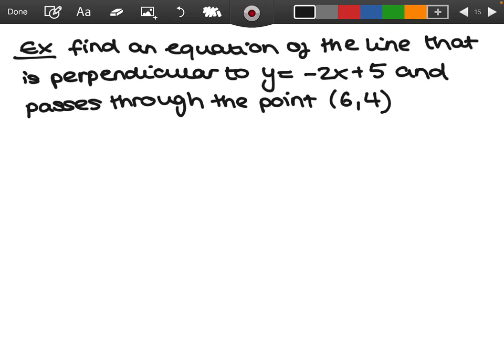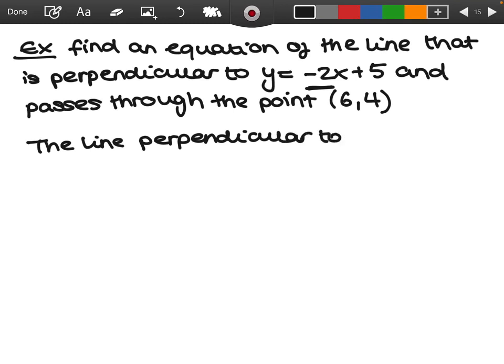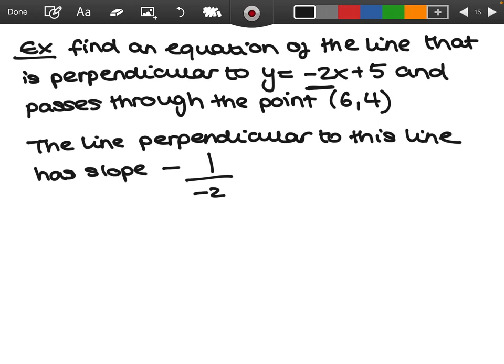What does that mean? Well, I know that the slope of my original line is -2. So the line that is perpendicular to this line has slope of negative 1 over negative 2. The negatives would cancel out, which would leave you with 1 over 2. So the slope of the line perpendicular to this line is 1/2.